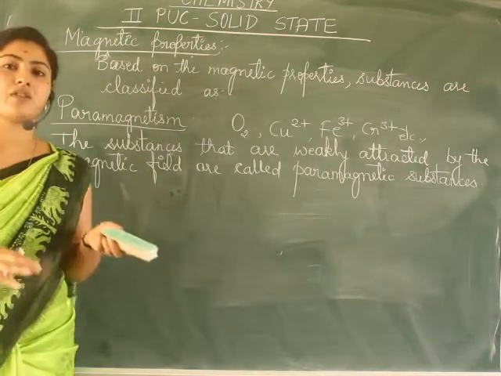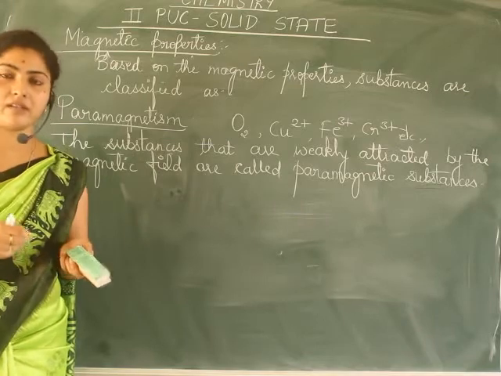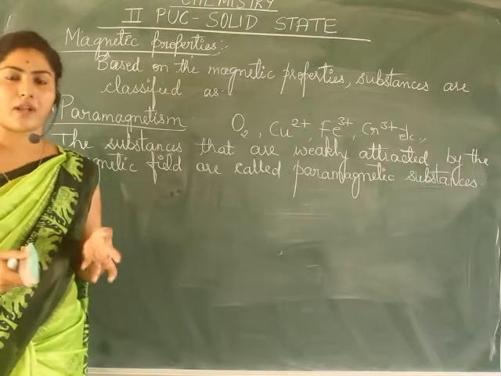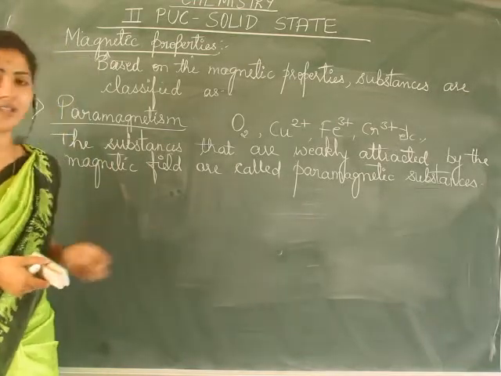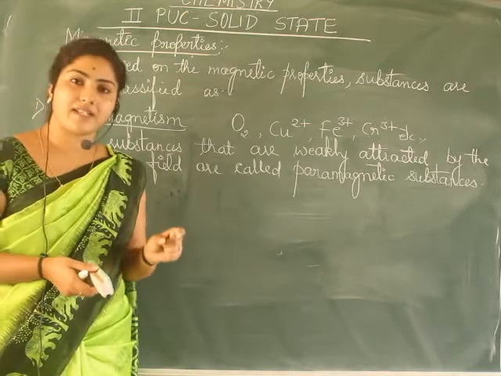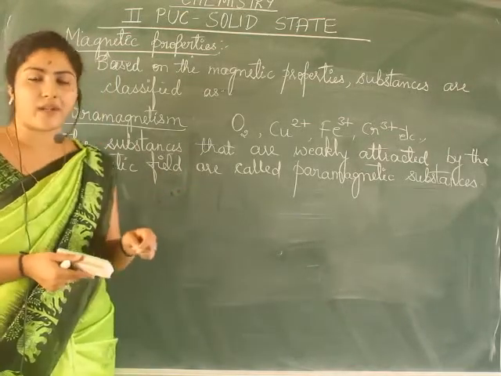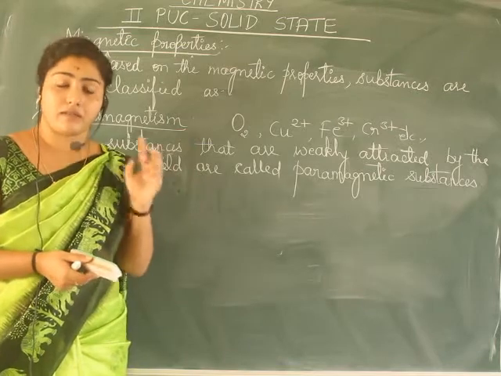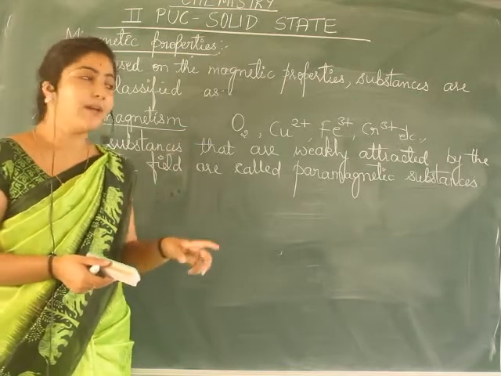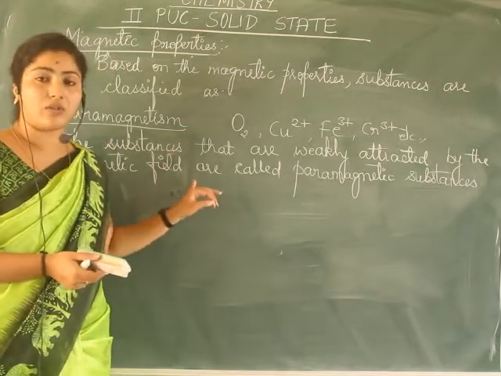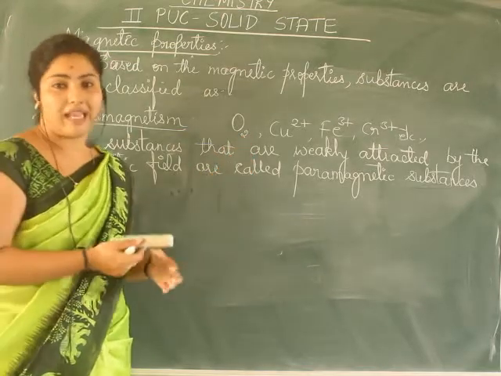So in the examination they will be asking you to define paramagnetism, or what are paramagnetic substances, and give an example. And the main reason, do you know why this paramagnetic property is shown? Do remember this point, very important. This property is shown due to presence of unpaired electrons.